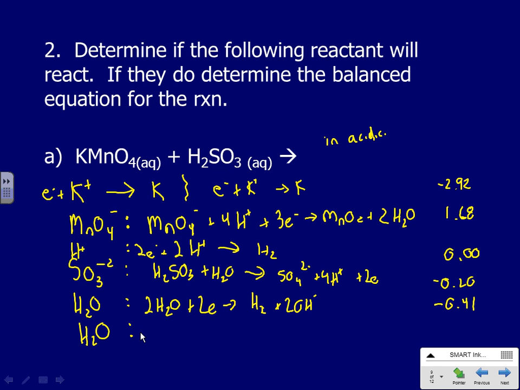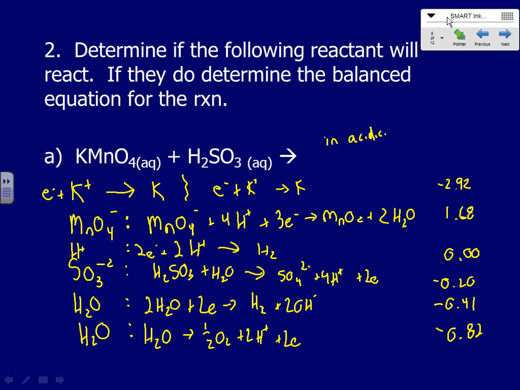And let's find the other one where the water's on the other side. And we do have to flip it. H2, and that becomes half an O2, 2H plus, and 2 electrons. And that has been flipped, so it becomes negative 0.82. Okay. All right. That was fun, right? So we had to spot all those things.